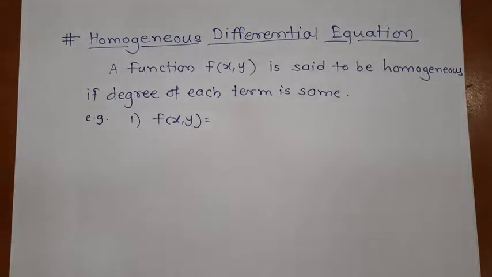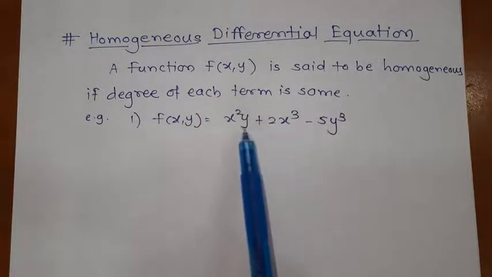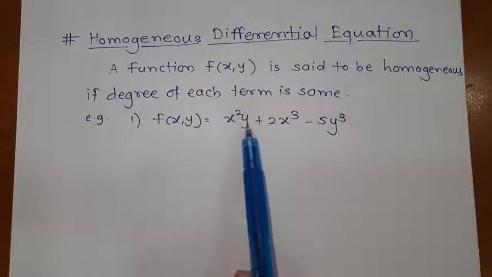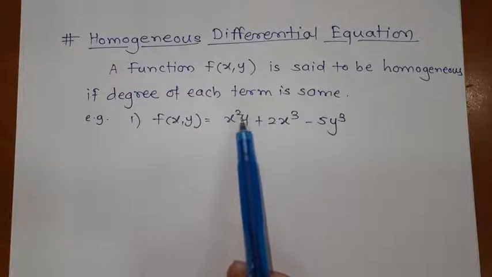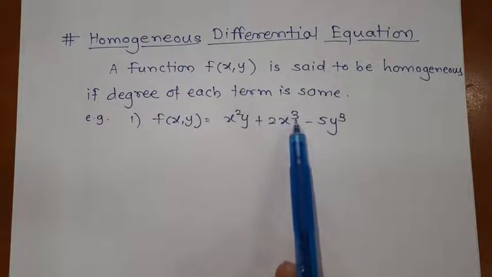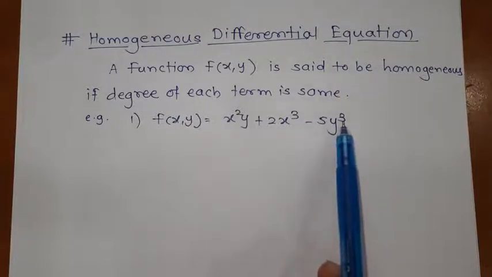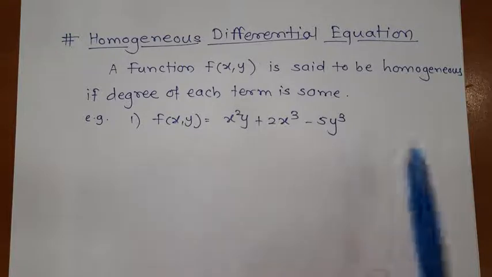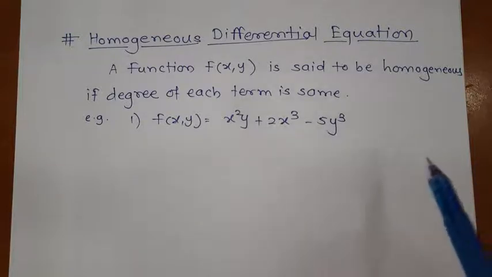I am giving one example here. f of x, y is x square y plus 2x cube minus 5y cube. Let us check whether it is homogeneous or not. What is the degree of this term? Power of x is 2, power of y is 1, so the total power is 3. What is the degree of this term? Easily we can say its degree is 3. What is the degree of this term? Its power is 3. That means each term has degree 3, so you can call it a homogeneous function.